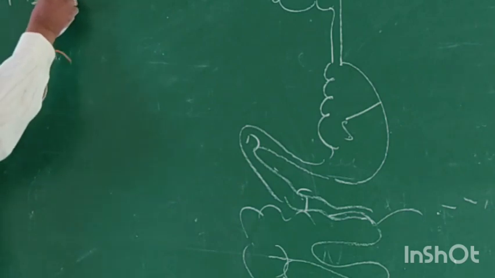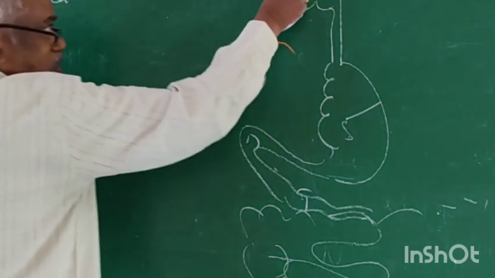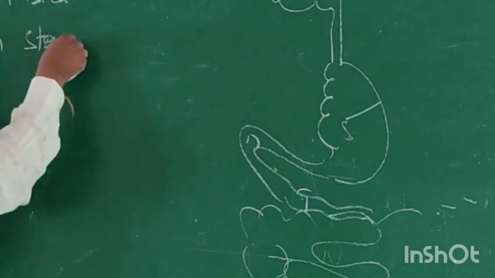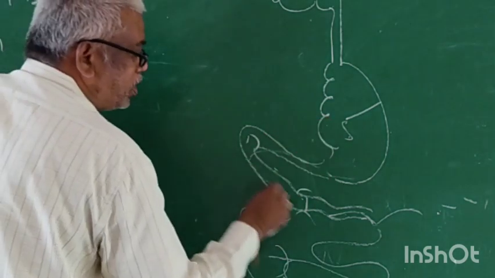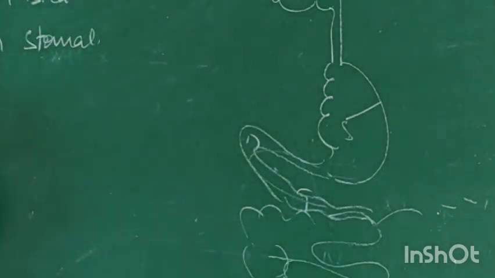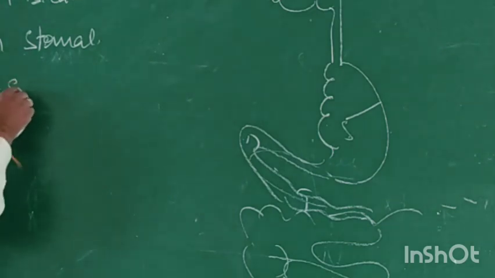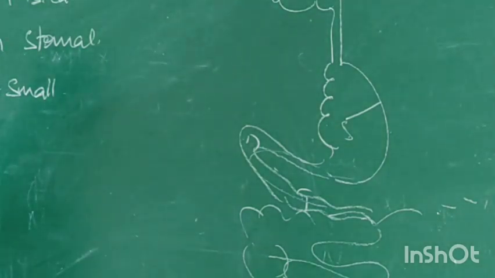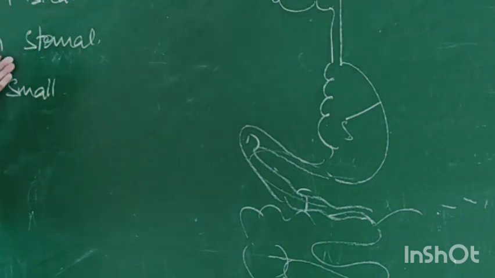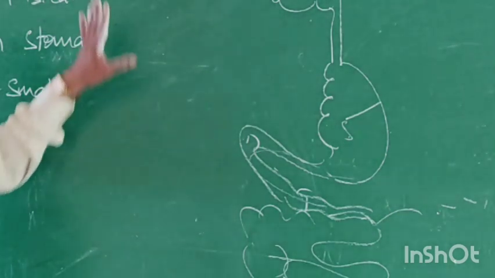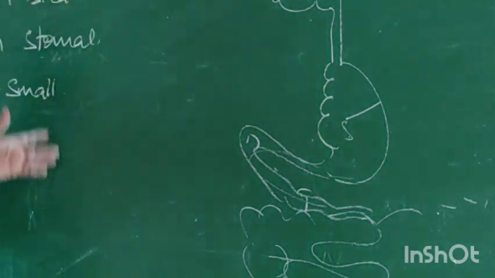Now complete digestion in buccal cavity. Right. Now digestion is done. After that, digestion in stomach. Now, after that, duodenum, jejunum, ileum together make the small intestine. Now, digestion in small intestine. We can discuss in detail how digestion takes place in buccal cavity, in stomach, and in small intestine. This is today's topic. Tomorrow we can discuss in detail.